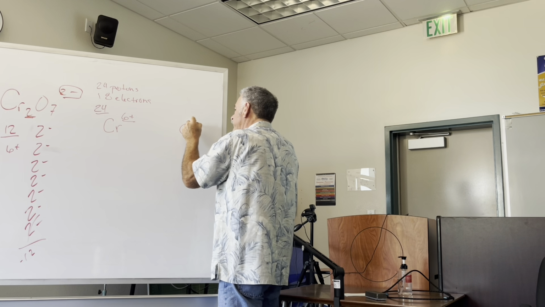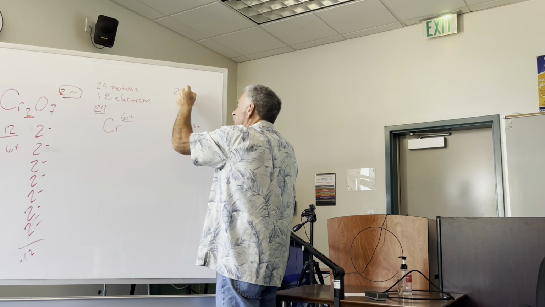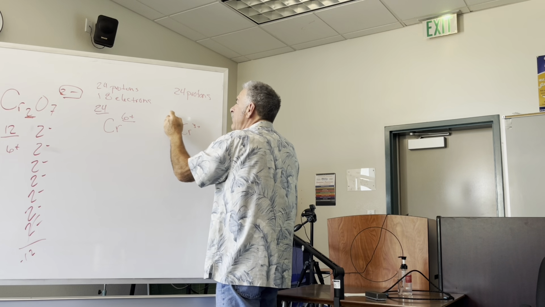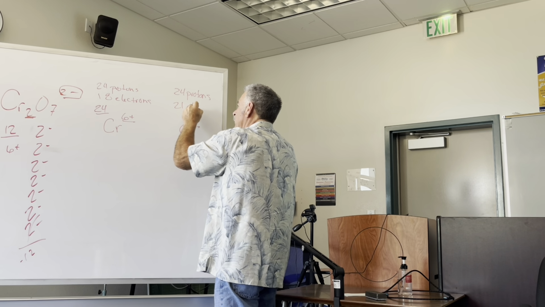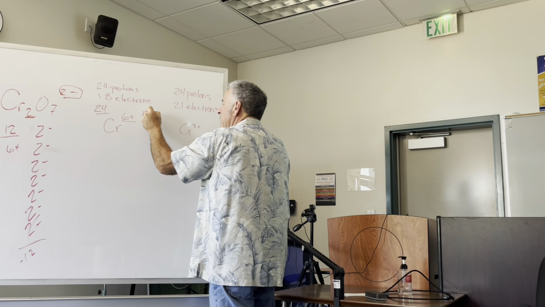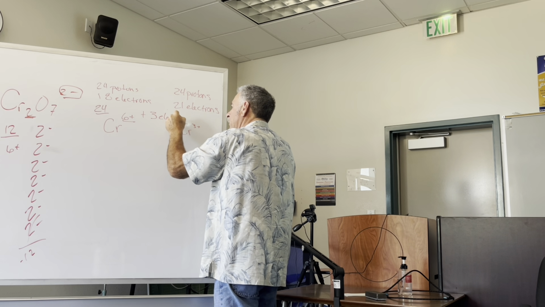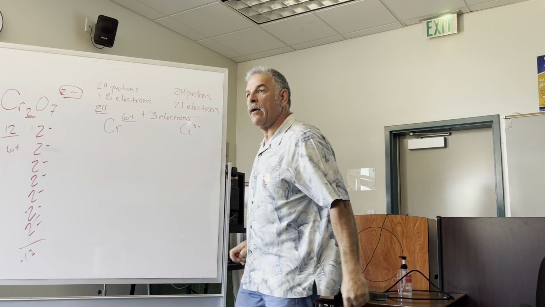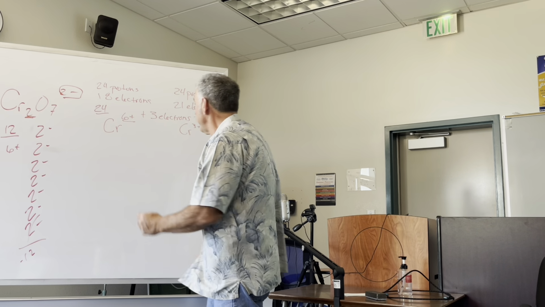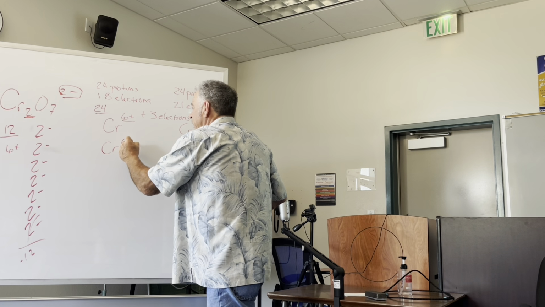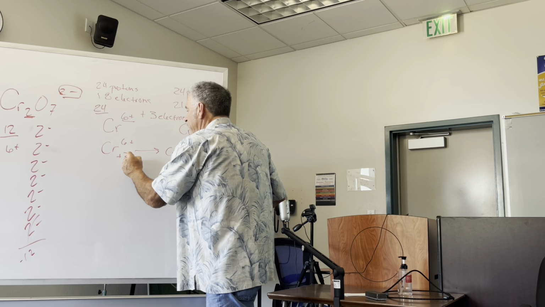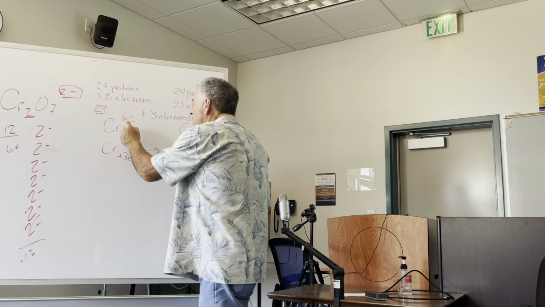Chromium 3 still has 24 protons because if you change the number of protons, you change the element. But plus 3 means we only have 21 electrons, right? So in order to get from 24 to 21, we have to add 3 electrons. Does that make sense? And since we have 2 of them, the second chromium 6 that goes to chromium 3 plus needs 3 electrons. So 3 electrons twice.